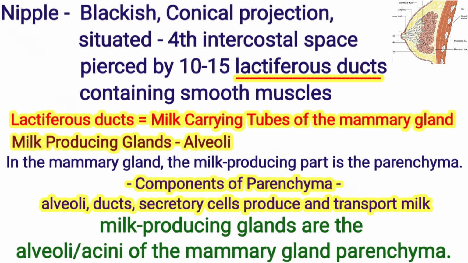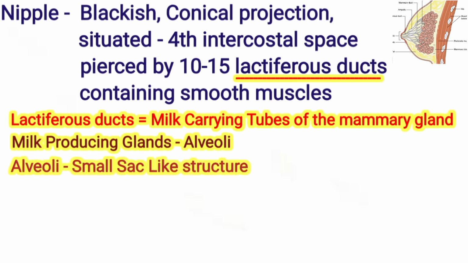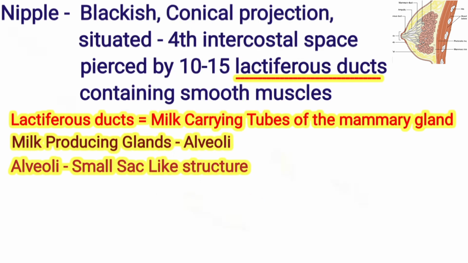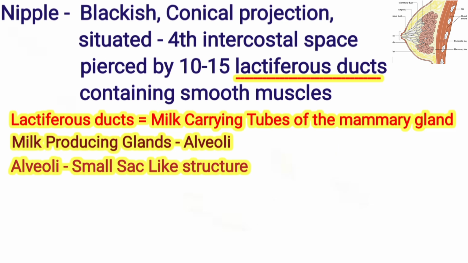The word alveoli is used in both lungs and mammary glands because the term describes a small sac-like structure. The singular word is alveolus and plural is alveoli. Meaning of alveolus: small cavity or a small hollow sac. In lungs, alveoli are air-filled sacs. In mammary gland, alveoli are milk-secreting sacs. Function differs accordingly. In lungs, function is gas exchange, and in mammary gland, the function is milk production. So, name is same because shape is similar, but function is different.